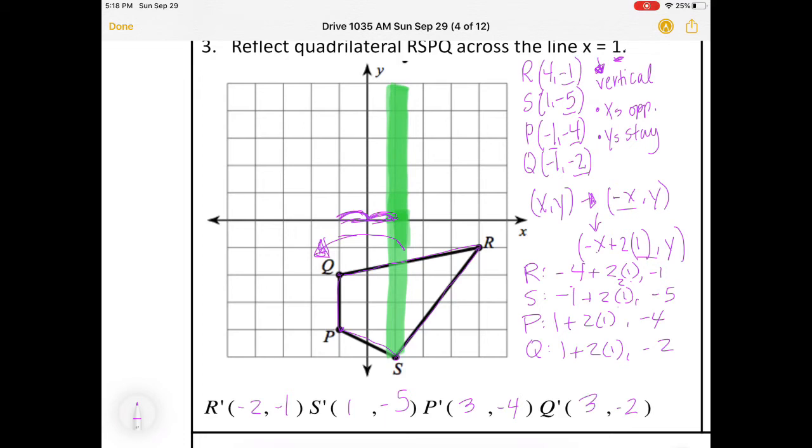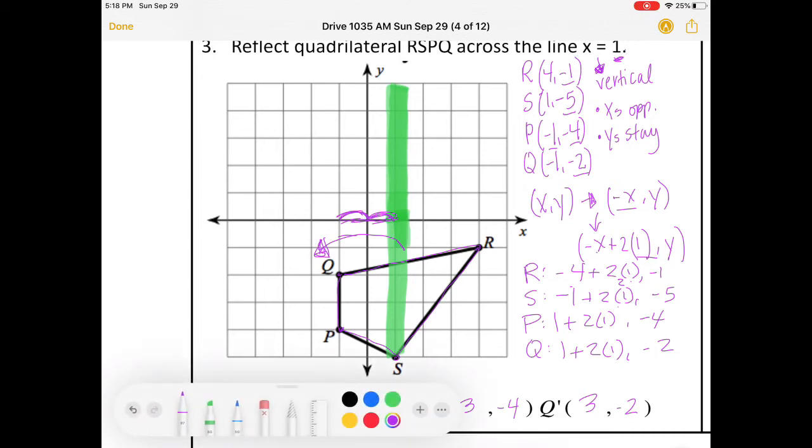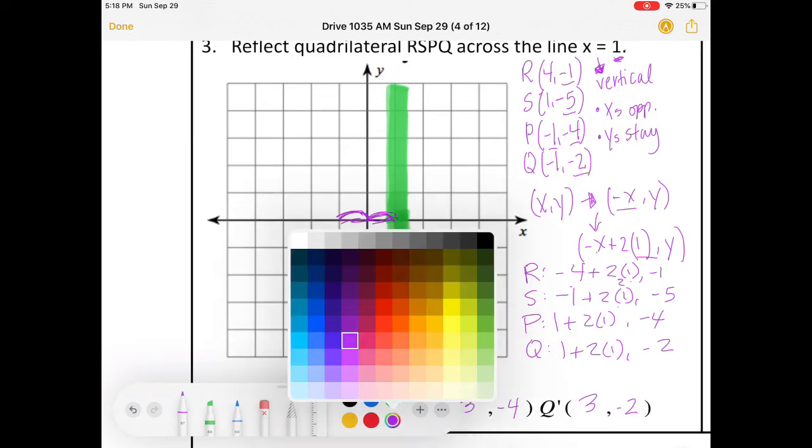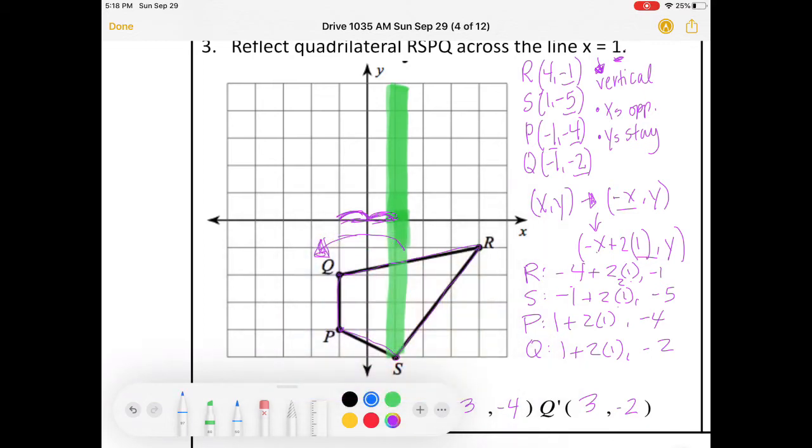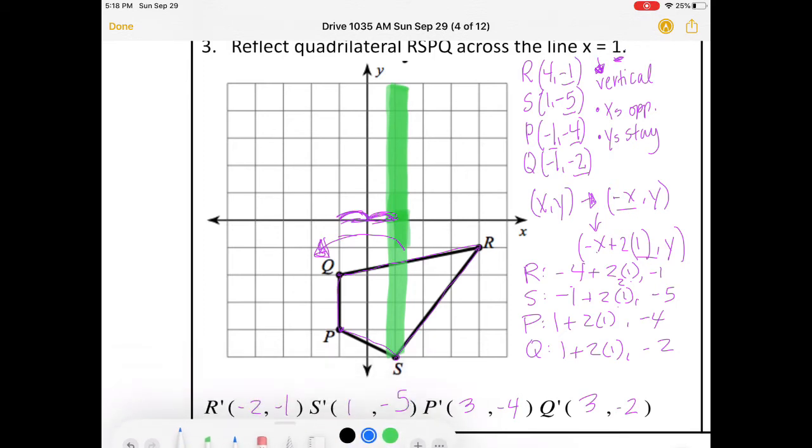All right, so we got our originals, found our new coordinates, and lastly, remember always find or redraw and see if those match up, okay? So R is negative 2, negative 1, so that's R prime. S prime, 1, negative 5. 1, 2, 3, 4, 5. So S is actually in the same spot, so I'm still going to label it separately there. But P, 1, 2, 3, negative 4.